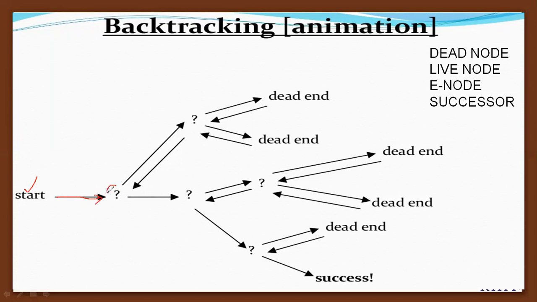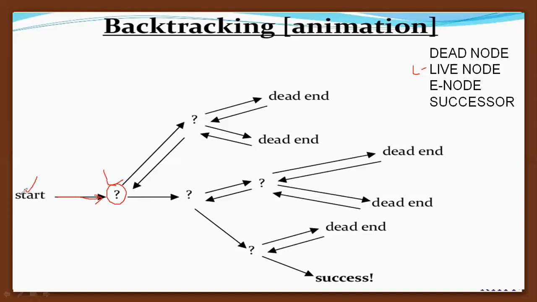Here there is a node. We can reach one node, and that node is considered as a live node. L stands for live node. That means the node is still live.